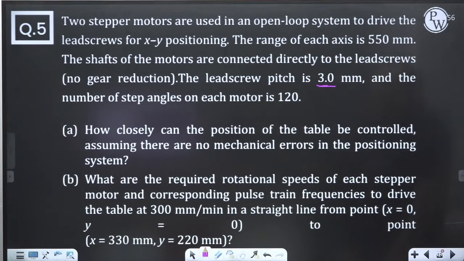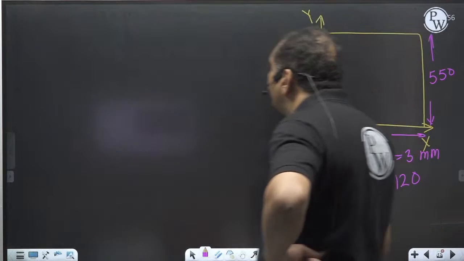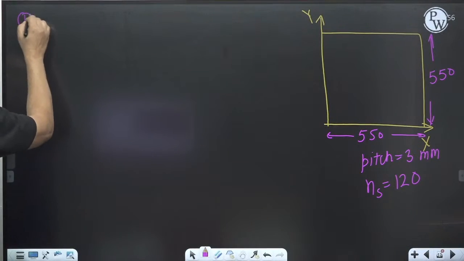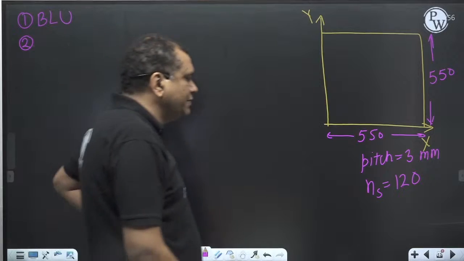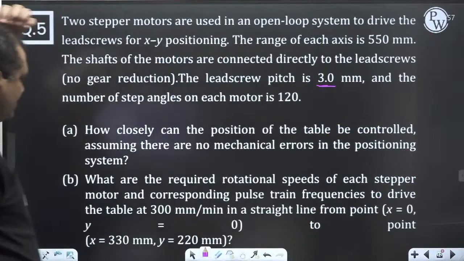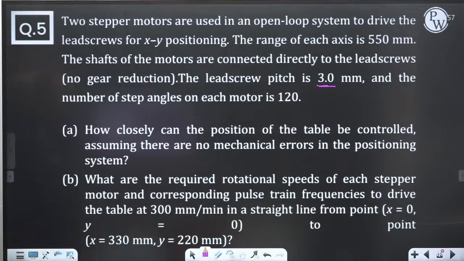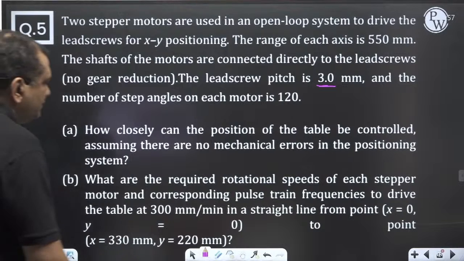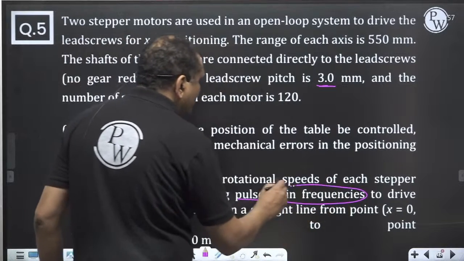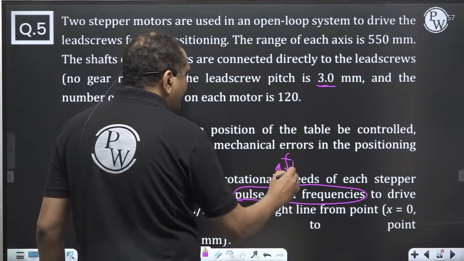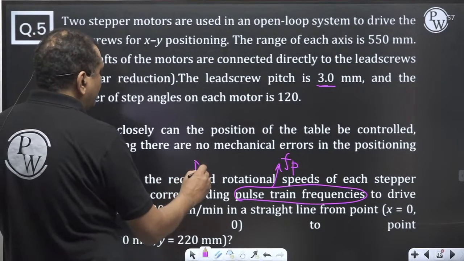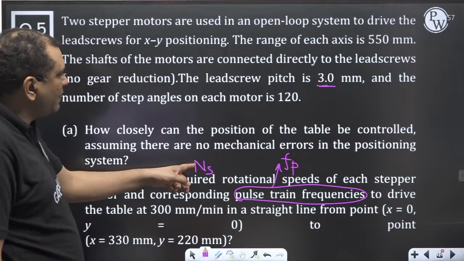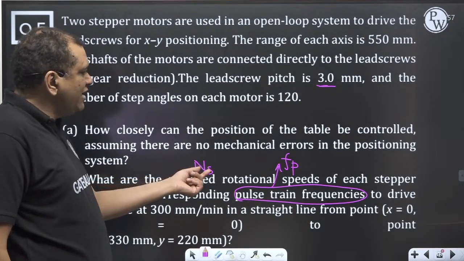How closely can the position of the table be controlled? So the first question is, what is the BLU? The second question is, what are the required rotational speeds of each stepper motor and the corresponding frequency? This is FP and NS. NS means rotational speed of stepper. Once we get NS, we will get FP.